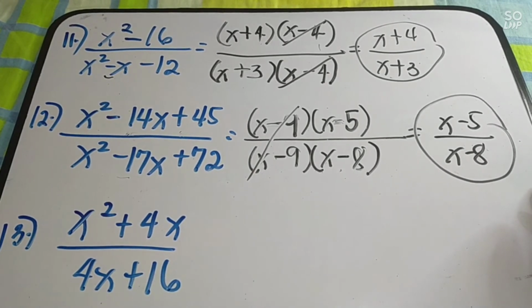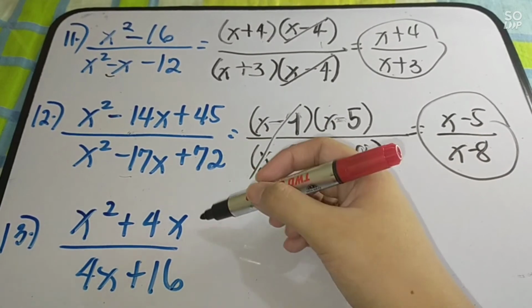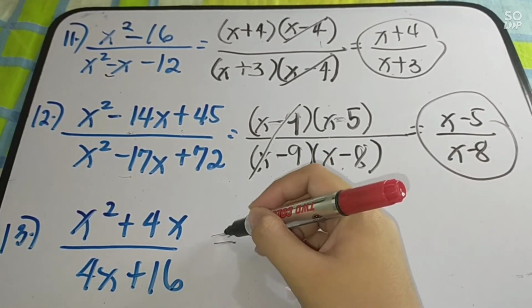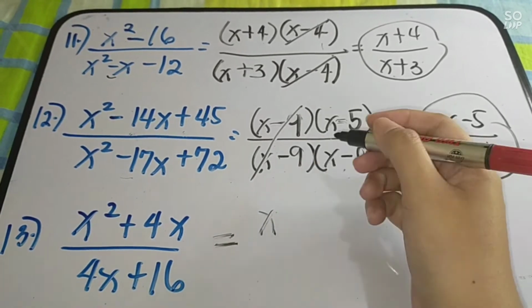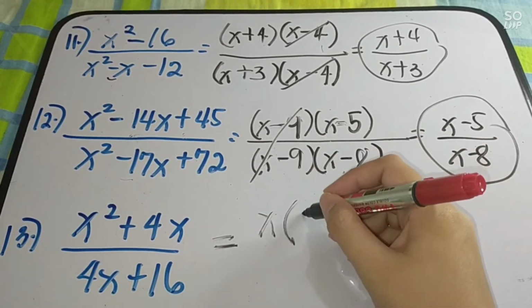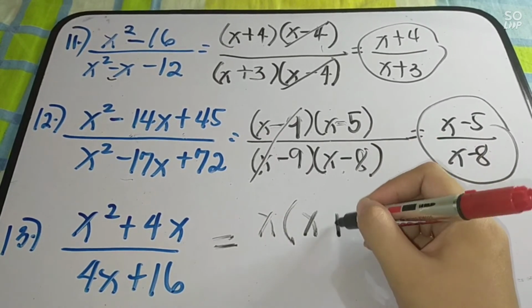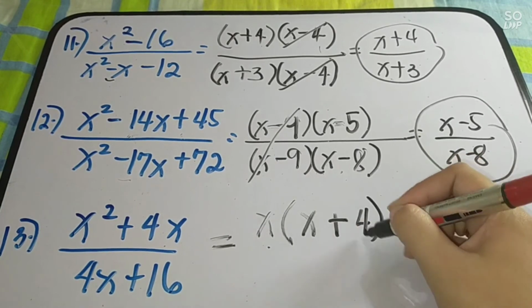Is it clear? Next tayo. Number 13. X squared plus 4x. So, dito, as you can see, common monomial, we have x. Labas mo x. Open parenthesis. X squared divided by x, you have here x. Then plus 4x divided by x, the answer is 4.